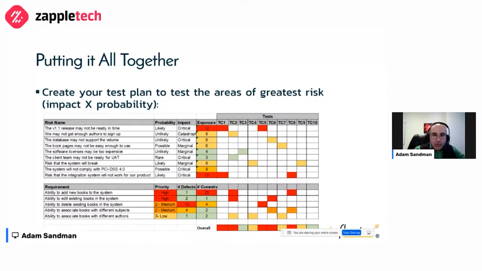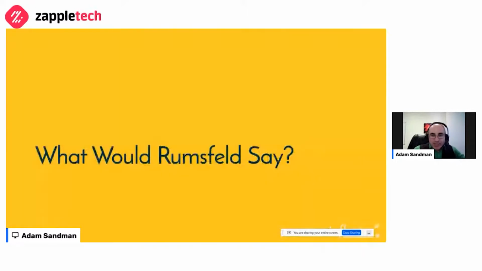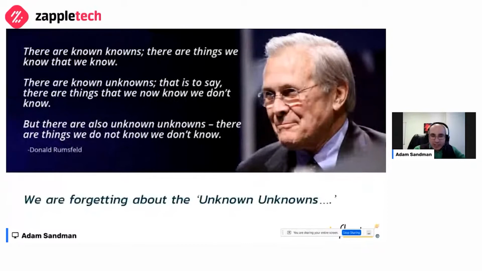And we've decided which of those known unknowns are the ones we think are most likely to occur, and if they do occur, will have the biggest impact. So test case 1, 2, 5, 6, and 8. Those are the biggest risky known unknowns. But what about the unknown unknowns?